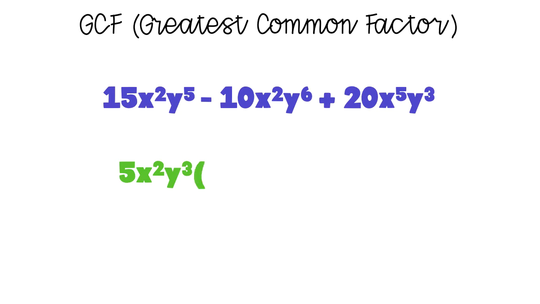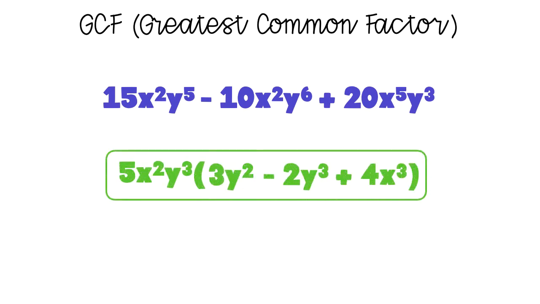So again, we're going to take the first term and divide it by our GCF, leaving us with 3y squared. We'll take the second term, divide it by the GCF, and we are left with negative 2y cubed. And lastly, we'll take that third term, divide it by the GCF, to be left with 4x cubed. That is our final answer.